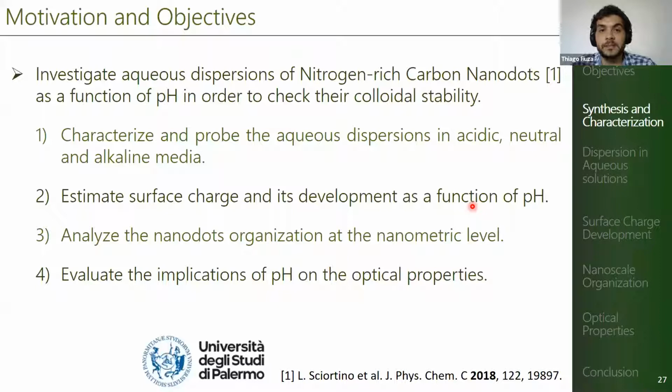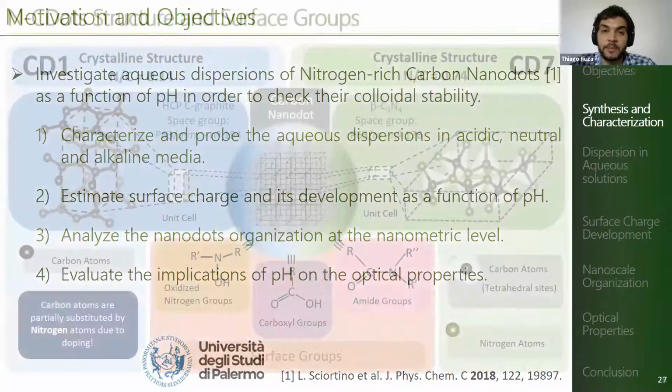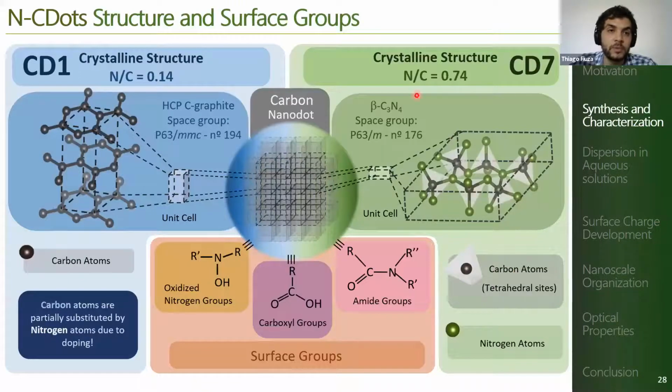Our idea here is to probe the colloidal stability as a function of the pH, since this is not very well reported in the literature. We here characterize these dispersions in acidic, neutral, and alkaline media. We estimate the surface charge and its development as a function of the pH. We also analyze the nanodots' organization at the nanometric level and look for implications in the osmotic properties or in the optical properties. So let me show first the two types of NCDs that we have here.